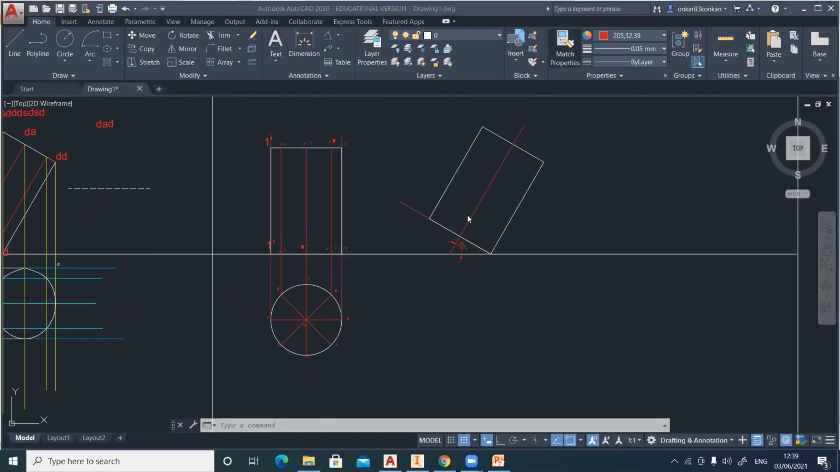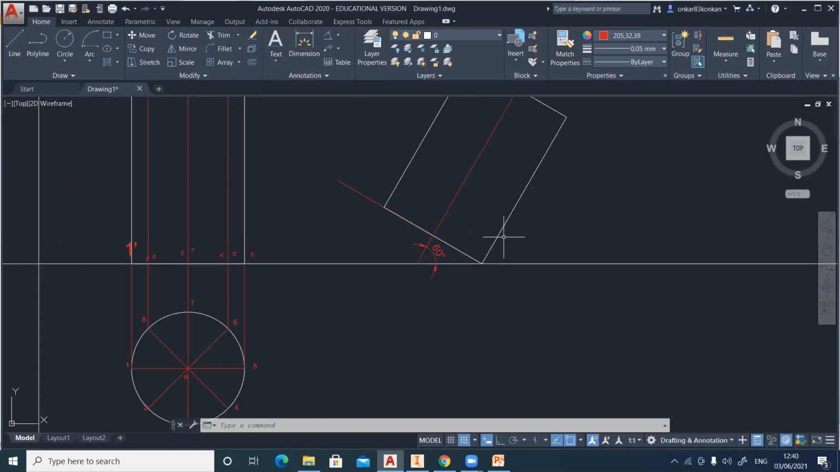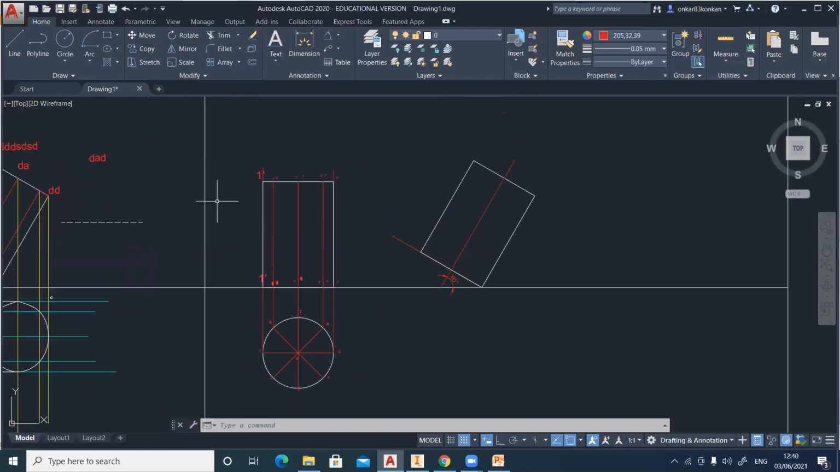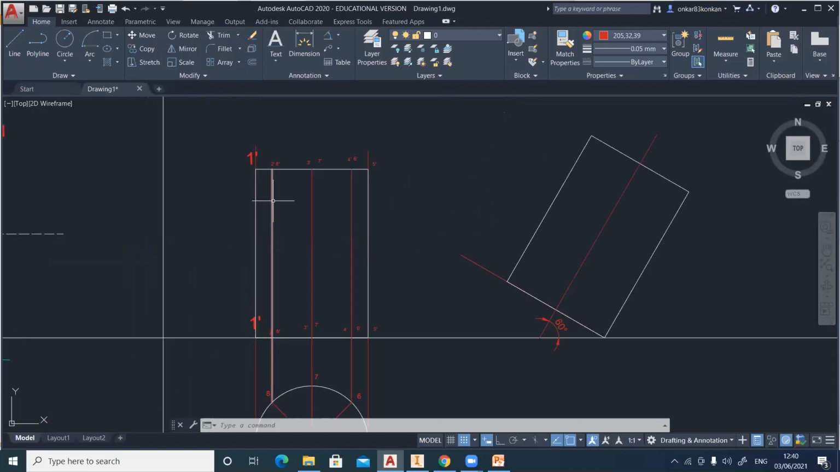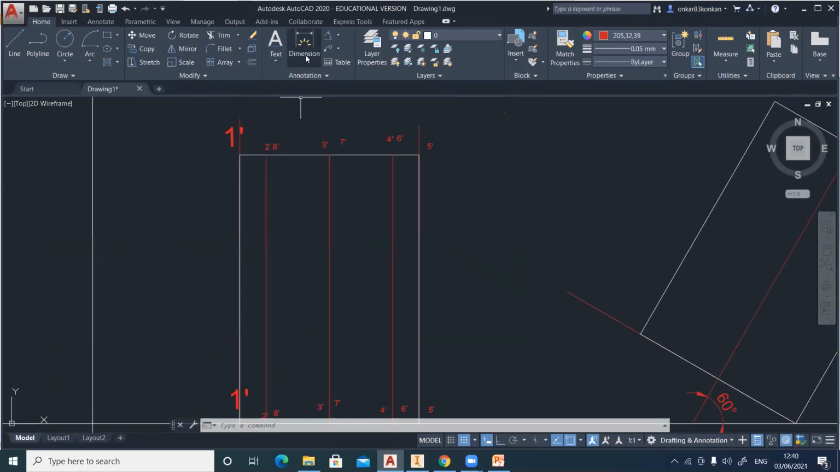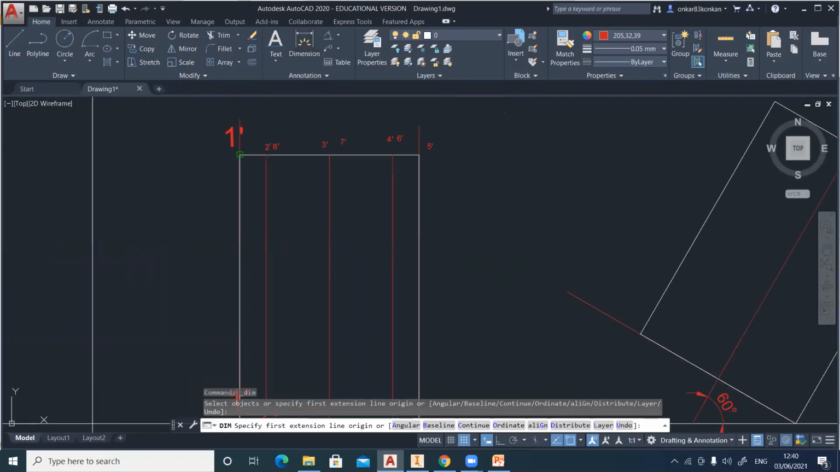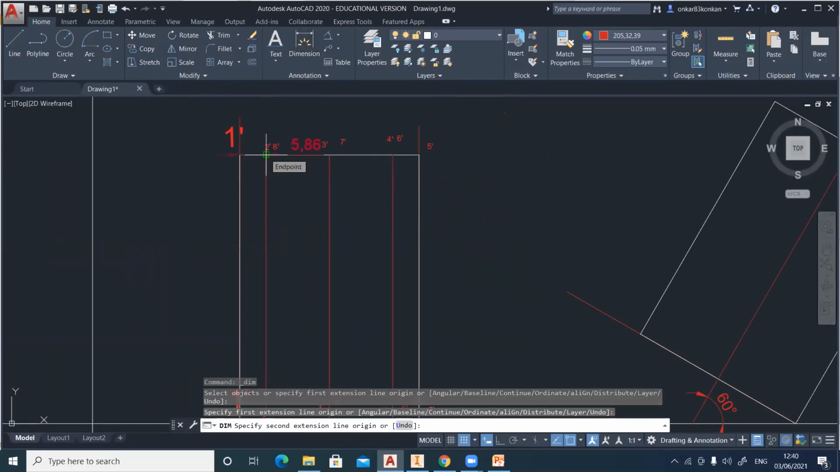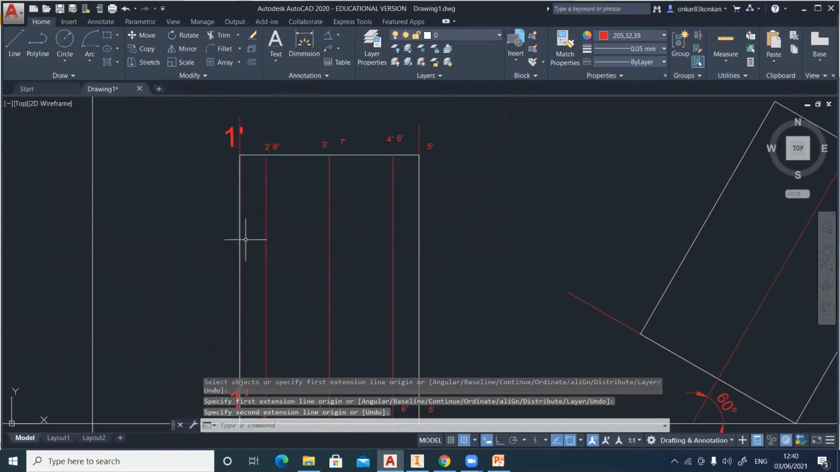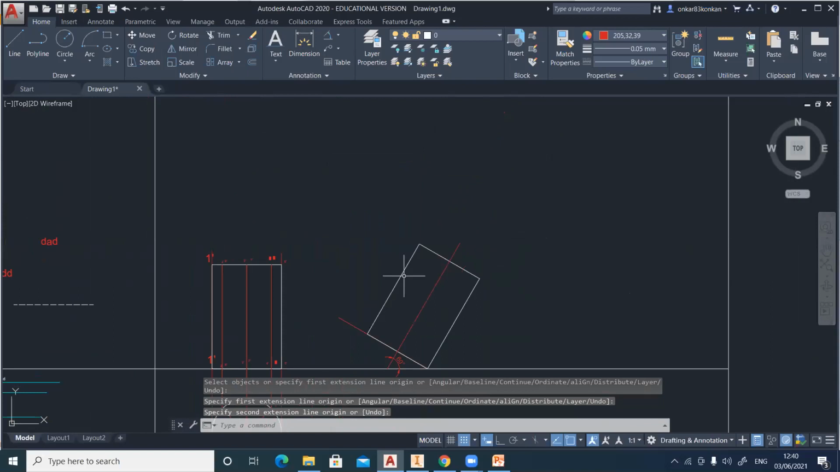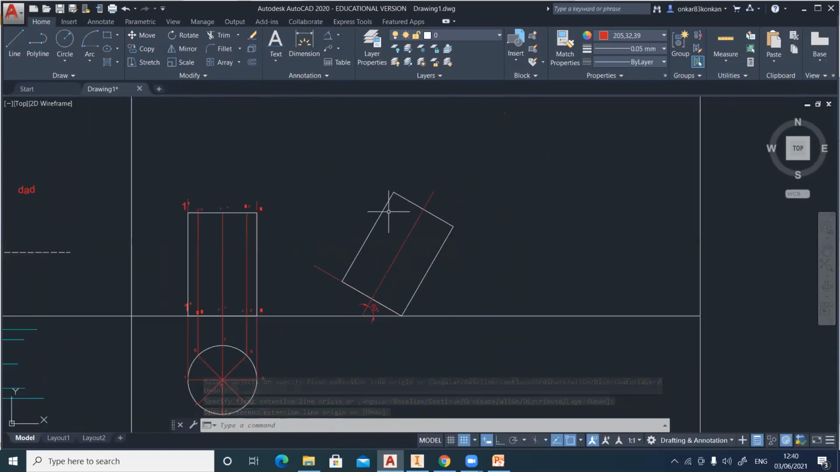So now you can observe here the axis of that cylinder is 60° with respect to the horizontal plane. Now to complete the top view, we have to transfer the generators on this second stage top view. In your compass, you can take this distance, so this is 5.86, with respect to this 1 dash and 1 dash. So take this distance and transfer it on this second stage front view.